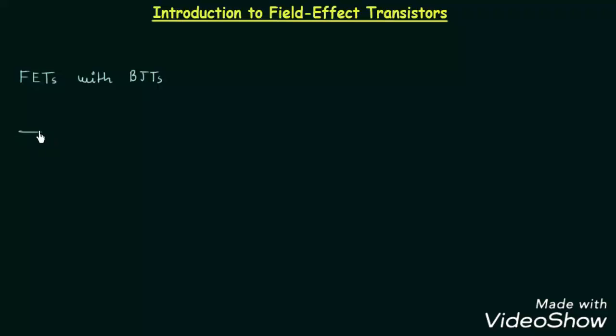Now we will move to the first point, and in this point we will talk about terminals. We already know BJT is a 3-terminal device, and like BJT, FET is also a 3-terminal device.